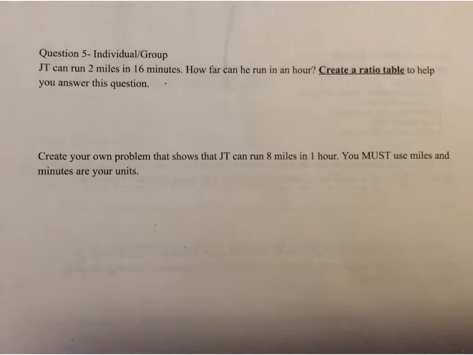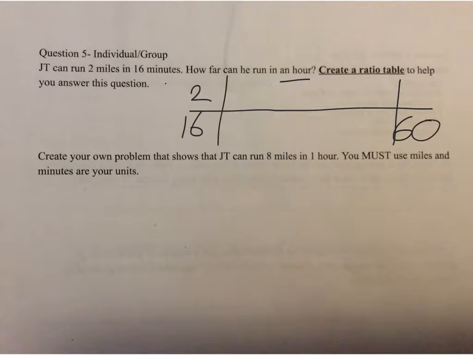So you create the ratio table. I'm just going to simply draw it. I like to start it out like this. And then I say, okay, JT's running 2 miles in 16 minutes. How far can he run in an hour? So I know I have to get to 60, right? So down here at the end, I could put 60 minutes, and I don't know how many miles.